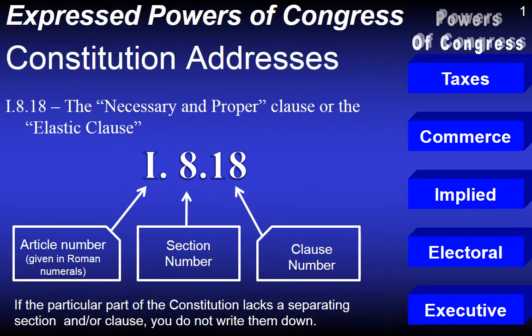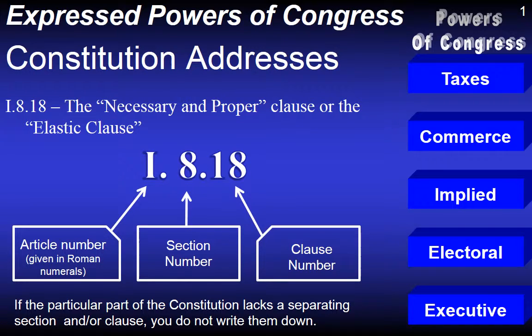Now remember that the original Constitution has 7 articles. Now the 7th article is simply where everyone said that they agreed to it and they signed it. So there are 6 articles that are part of the operation of our United States government. So the first part of a constitutional address is the article number. Remember that it is given as a Roman numeral. So if you don't know your Roman numerals, at least up to 6, you need to make sure that you get up to date on them. And actually, you should probably learn up to 27 because there's also 27 amendments to the Constitution.